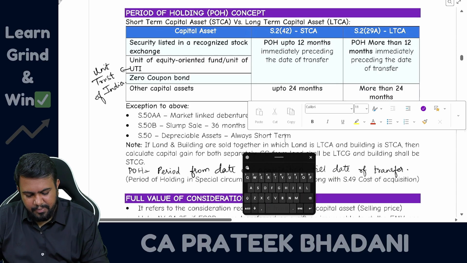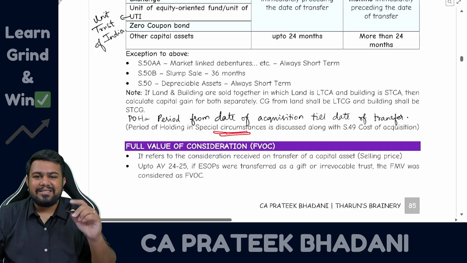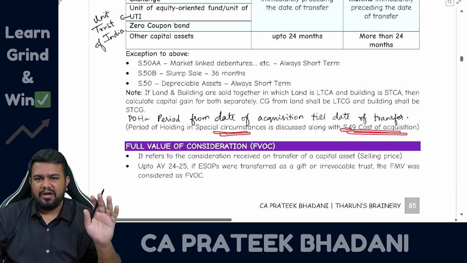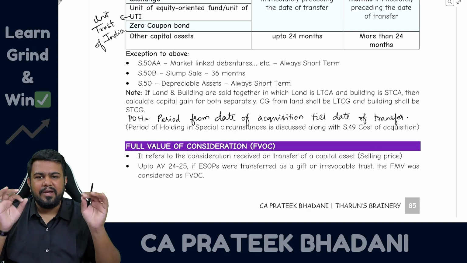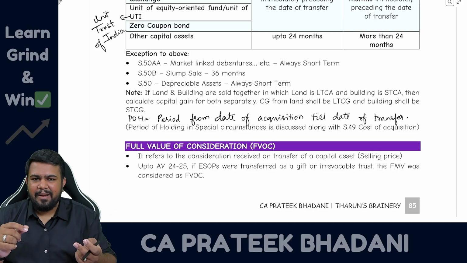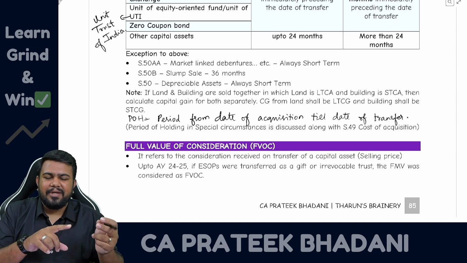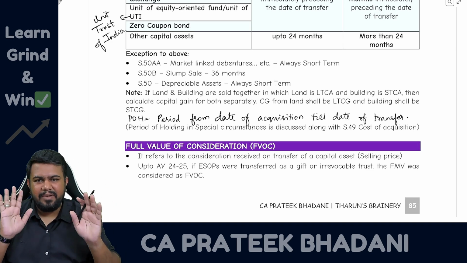Now let us talk about period of holding in special cases. So period of holding in special cases we will discuss along with section 49, cost of acquisition. Fine. So now you know how to differentiate between short-term and long-term. Short-term capital asset means the gain will be short-term capital gain or capital loss. Similarly, long-term capital asset means the capital gain or capital loss will be long-term capital gain or long-term capital loss.